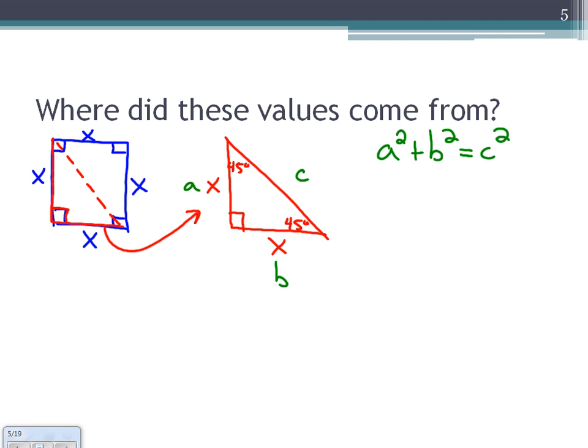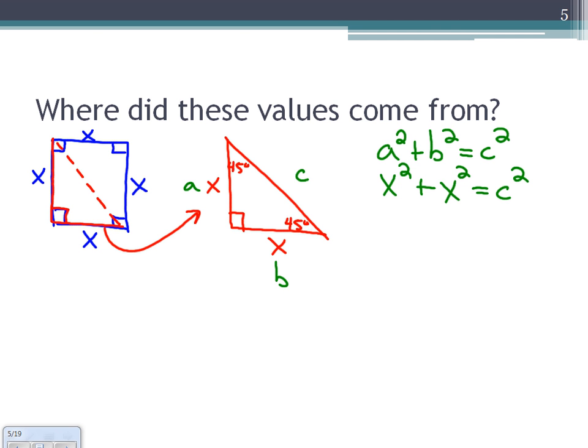What's my value of A I need to plug in? Come on. X. So this becomes x squared plus B is also x. So it's x squared equals. And we don't know C, so I'm just going to leave it as a C for now. So this is what we're trying to find out. What is C squared?